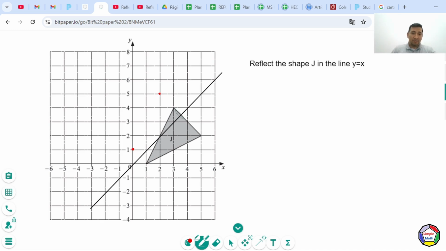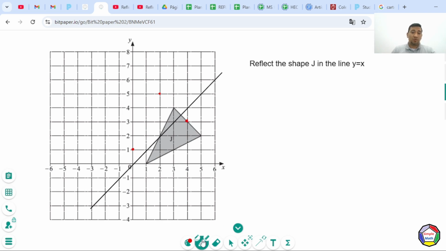And let's see what happened with this one. This is half of diagonal to the mirror. From here to the mirror is half of diagonal. So I will cross half of diagonal as well. Here is the other point.